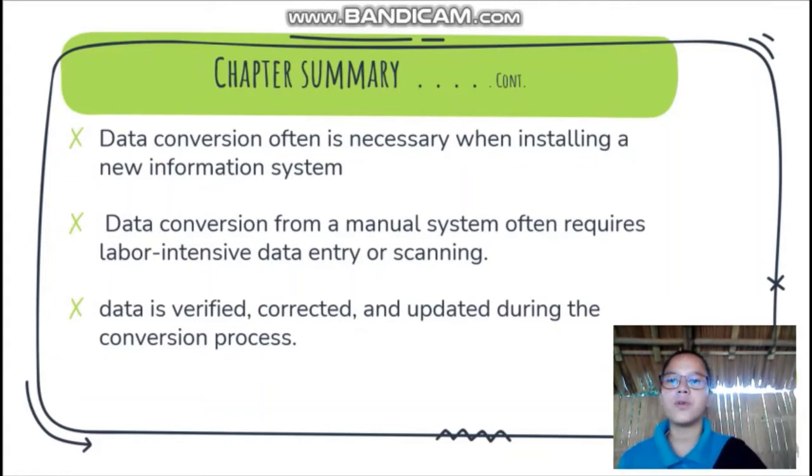Data conversion from a manual system often requires labor-intensive data entry or scanning. Even when data conversion can be automated, a new system often requires additional data items, which might require manual entry. Strict input controls are important during the conversion process to protect data integrity and quality. Data is verified, corrected, and updated during the conversion process.